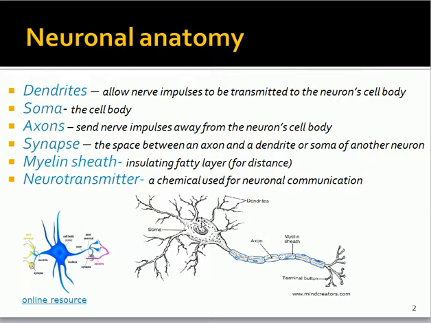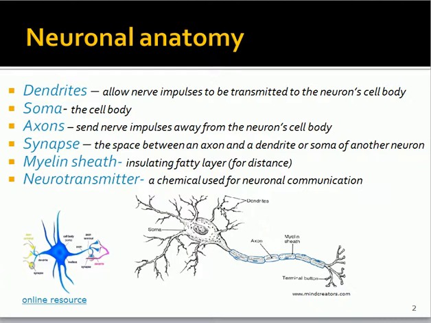They have dendrites, which are these processes here, that are the processes that send nerve impulses in to the cell body from other neurons. The soma is a term for the cell body. And then the axon is a process that sends nerve impulses away from the cell body. Those nerve impulses, if you remember, are called action potentials once they get to the axon.